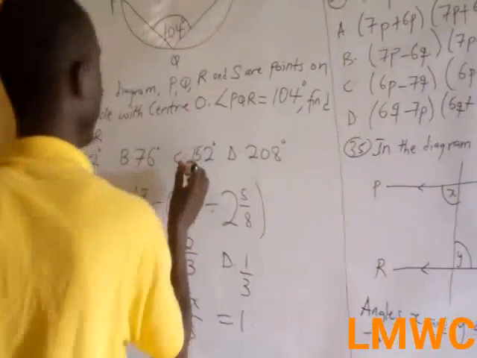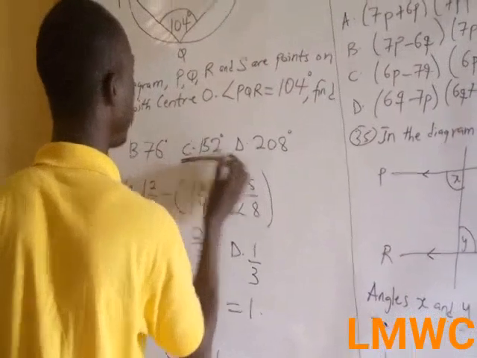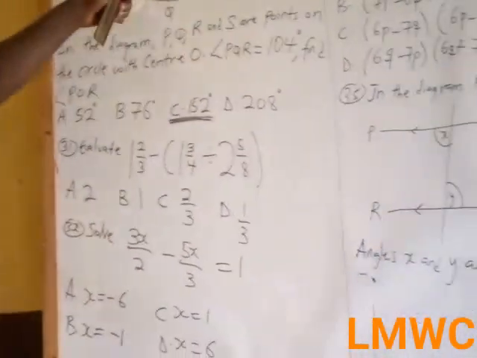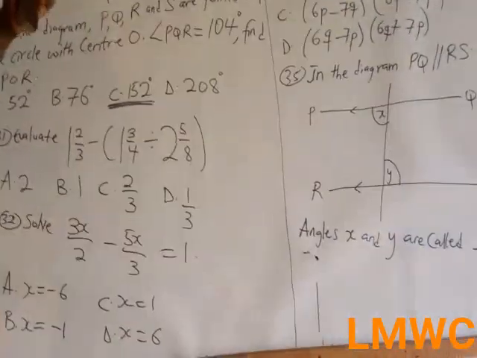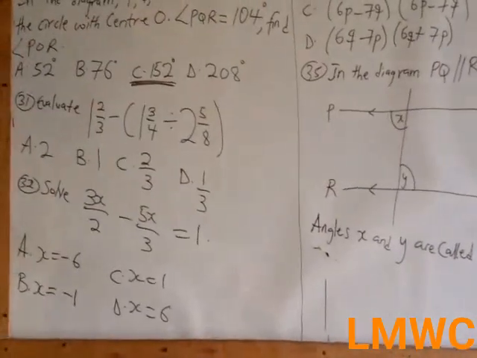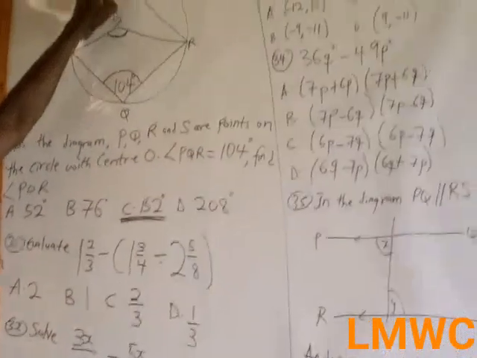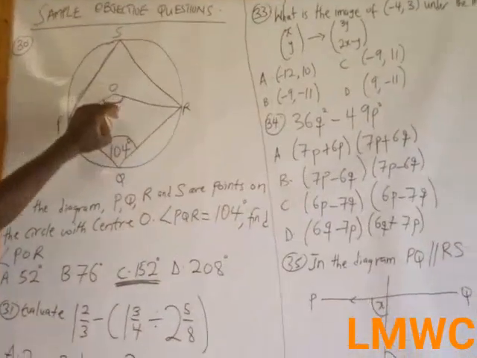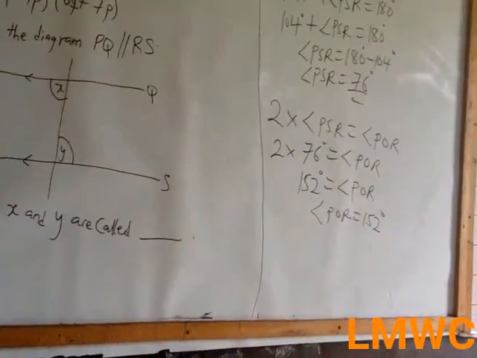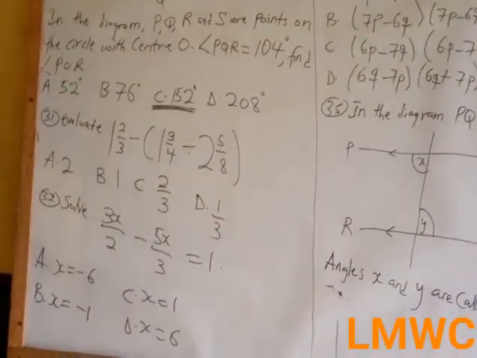Our answer is C. So always take note that opposite angles in a cyclic quadrilateral add up to 180 degrees. So what number should be added to this for us to get 180? It's 76, and twice of this is angle POR. That's why we had our answer as 152 degrees.